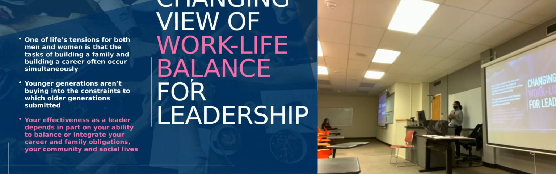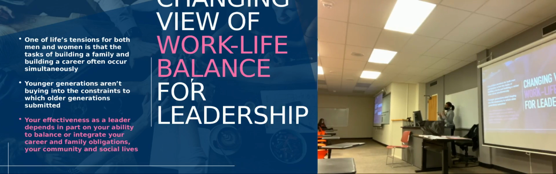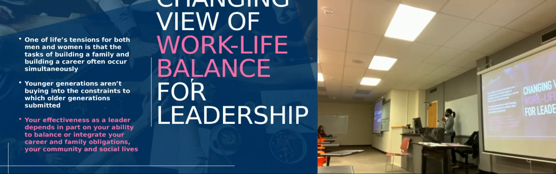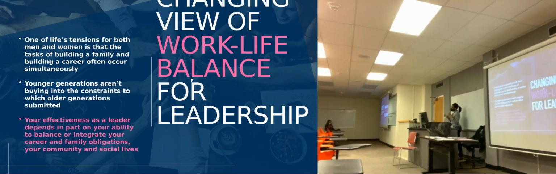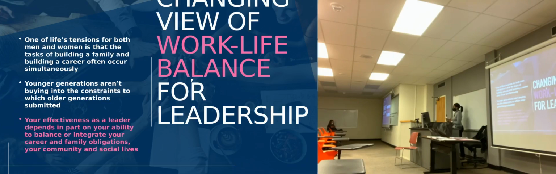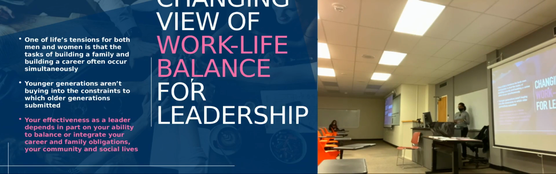And then it talks about how your effectiveness as a leader depends in part on your ability to balance or integrate your career and family obligations with your community and social lives. We talk a little bit about what integration looks like, but being able to successfully integrate that and find some sort of balance really can make you more effective as a leader. And we've talked a lot about what makes you more effective as a leader. This is another element of that. It's just really being able to focus on how you can maintain or even achieve some sort of balance at different points of your life.